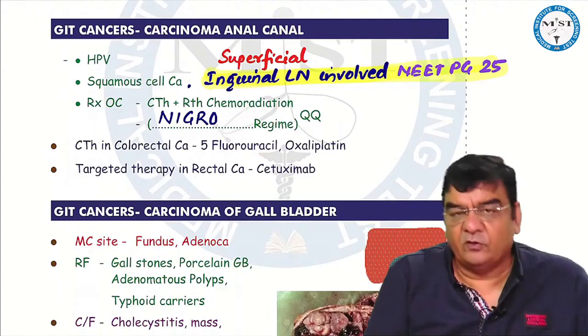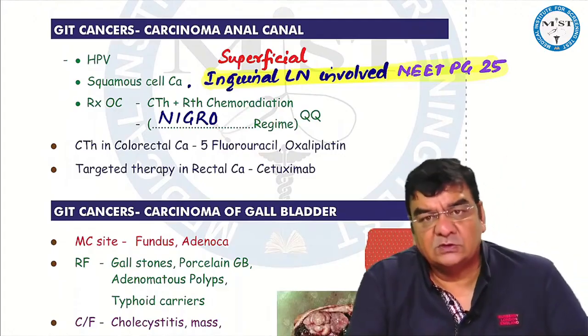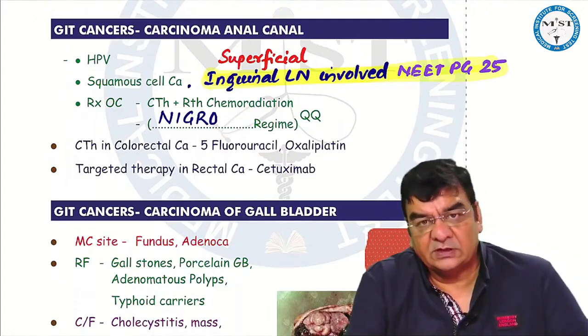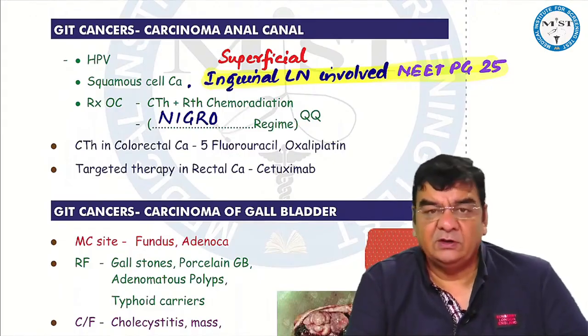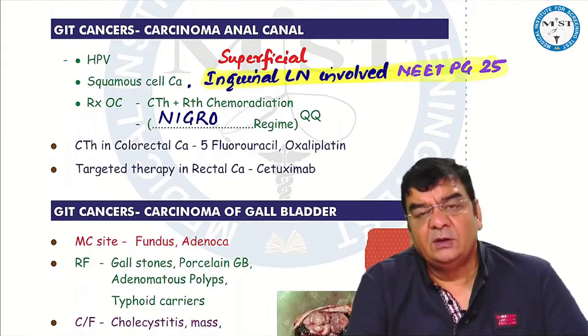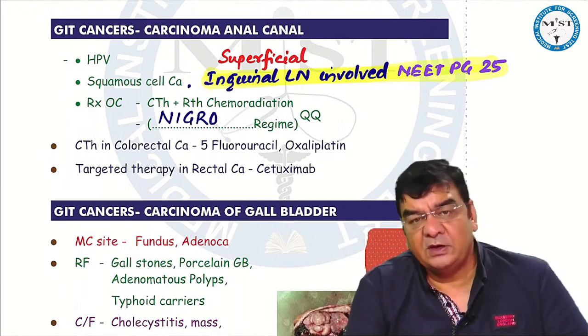And in the treatment for anal canal cancers, if we have to do surgery, we have to do abdominoperineal resection with permanent sigmoid colostomy. But nowadays, we can treat these anal cancers without surgery by giving a combination of chemotherapy and radiotherapy.